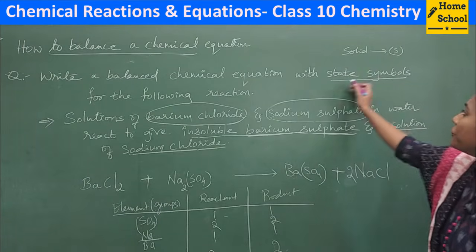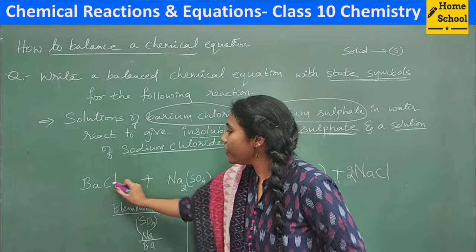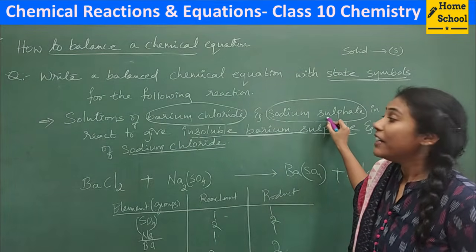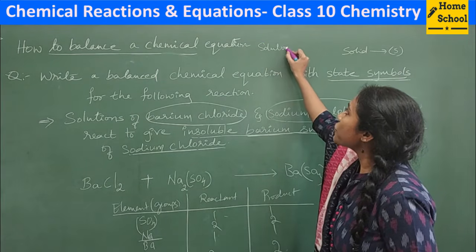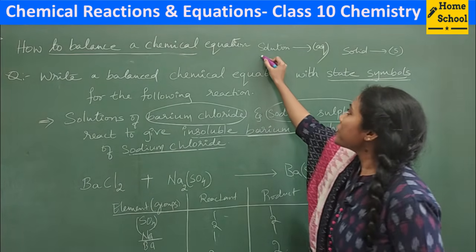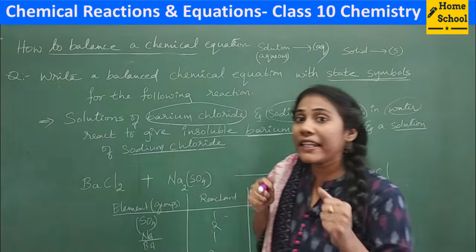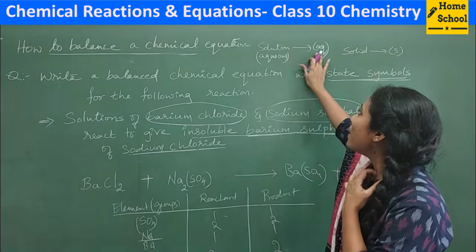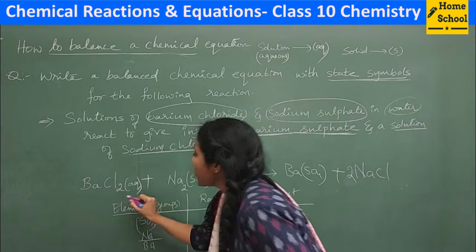And this is not enough. You have to mention the state symbols. What is the symbol you will give for barium chloride? They said solution of barium chloride and sodium sulfate. When you make a solution with the help of water, we call it aqueous. You will use the symbol AQ. Here solution means aqueous. Aqua means water. Using water, if you are making a solution of some solid, then we call it aqueous. So when something is in solution form, what is the symbol we use? AQ. So here in the bracket, you have to mention AQ.